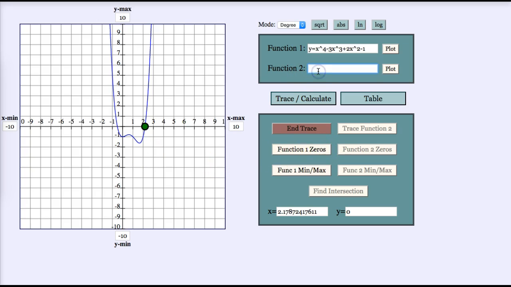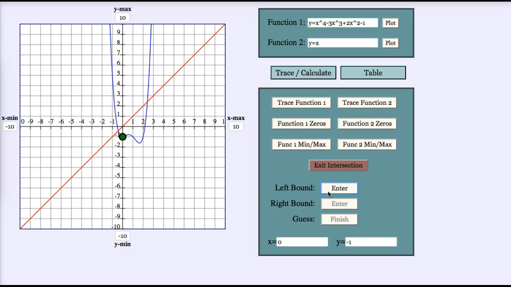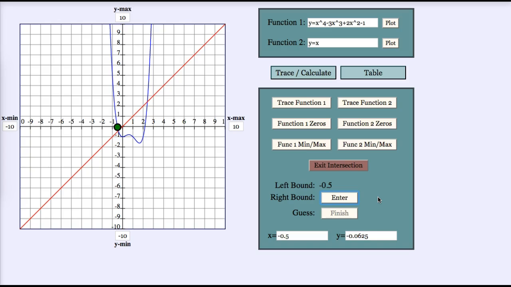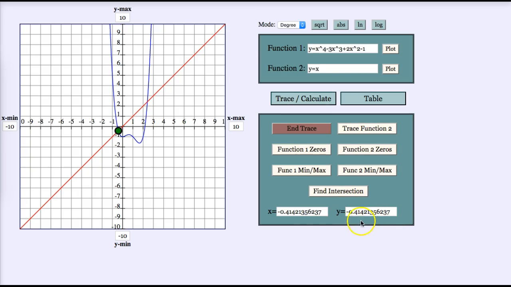If I had another graph, let's say I had the line y equals x, and I'll plot that. The nice feature about this calculator is it'll plot it in a different color, so it's easy to distinguish. If I wanted to find the intersection points for these two graphs, just like I did on my calculator, I'm going to find the intersection, get a point to the left of the intersection, to the right, and it'll find the intersection of the two graphs. And again, I want those left and right bounds to be kind of close to those intersection points. So this calculator can do the exact same stuff that your graphing calculator can at school.